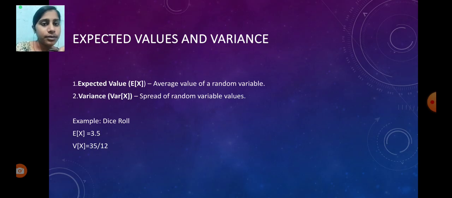For example, if we take a die being rolled, its expected value, that is E of x, is 3.5. 3.5 is the average value of that experiment. Variance of x is given as 35 by 12.